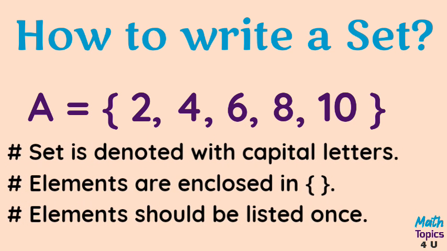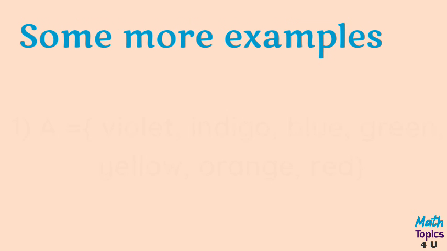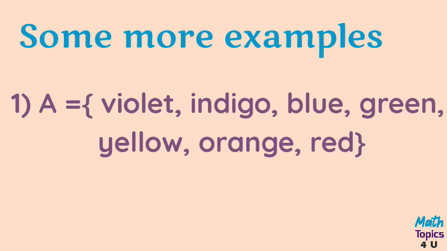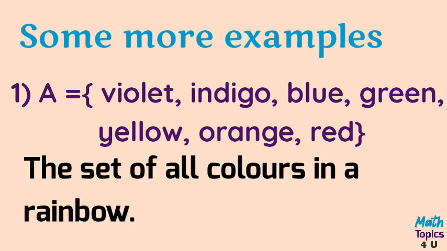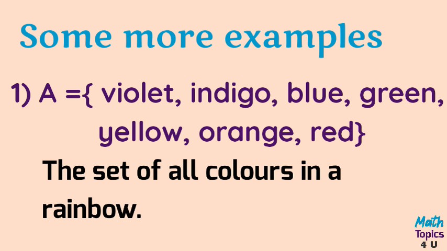So while we write a set, we have to clearly remember three points. The given set is denoted with a capital letter, elements are enclosed in curly braces, and elements should be listed once. To have a clear understanding about sets, let's see some more examples. The first one, A = {violet, indigo, blue, green, yellow, orange, red}. From the statement itself, we can clearly say it is the set of all colors in a rainbow.